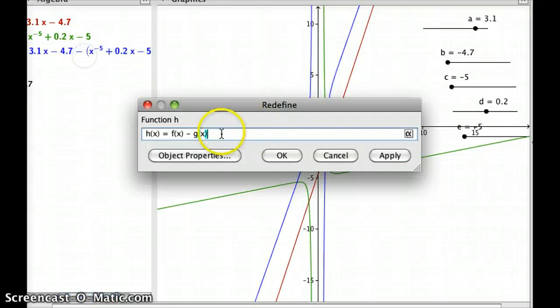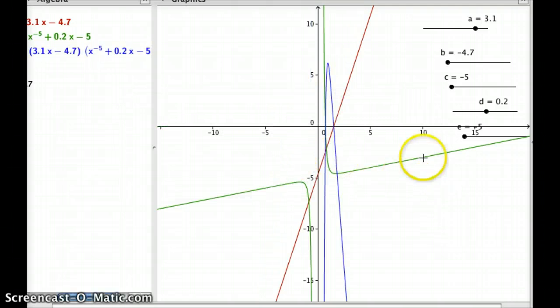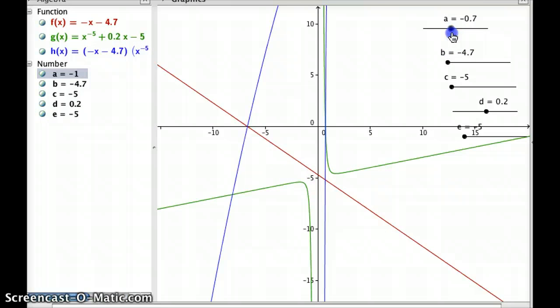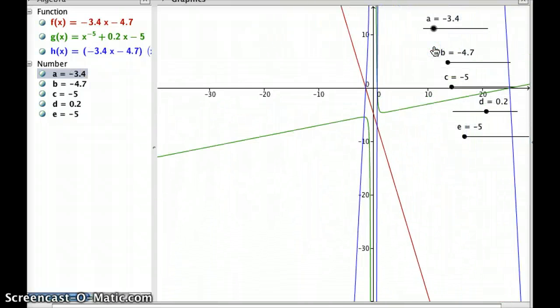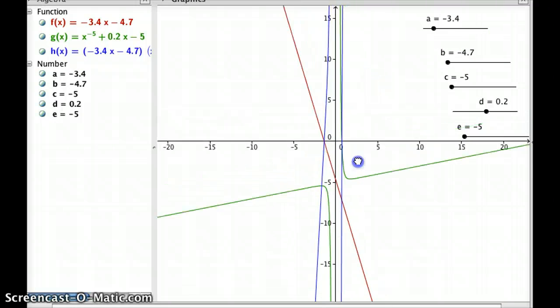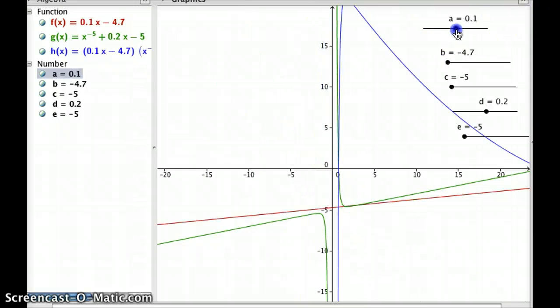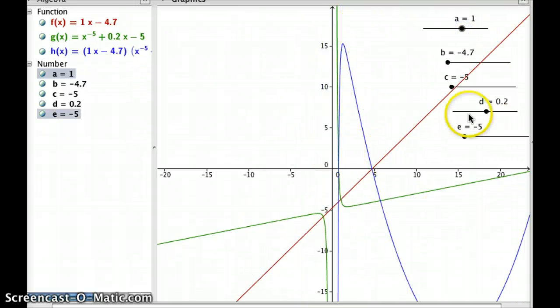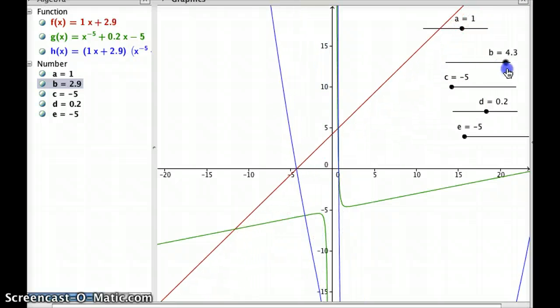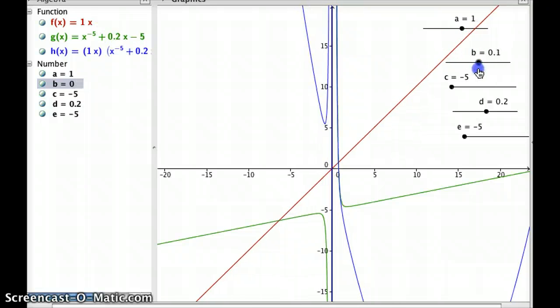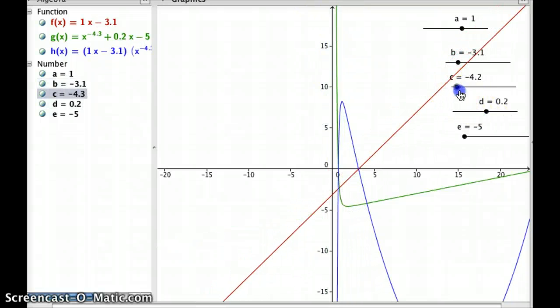But what would happen if we multiplied them? Now we're multiplying this linear line times this quadratic to create h of x. We're getting a whoop and it changes how the graph is and where it is when we change the y.